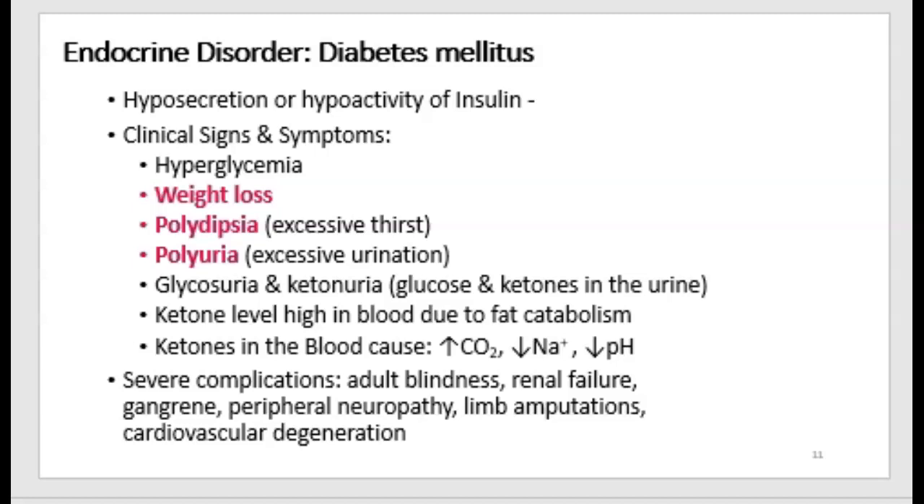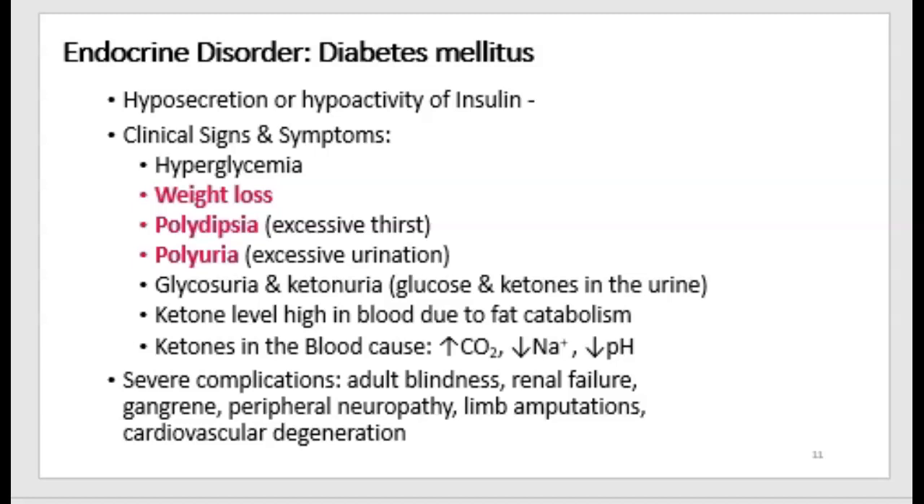Okay, now that we understand the two opposing roles of insulin and glucagon, let's look at an endocrine disorder related to insulin. It's diabetes mellitus. This disorder is characterized by decreased insulin secretion, hyposecretion, or in some cases, insulin is secreted, but the body's cells do not react to it. So we call that hypoactivity of insulin.